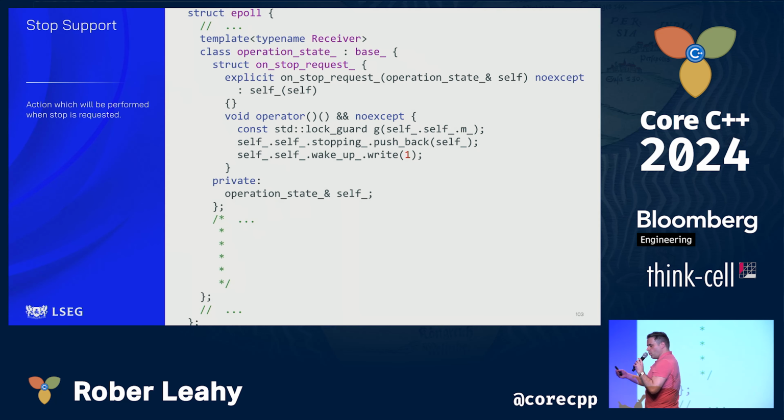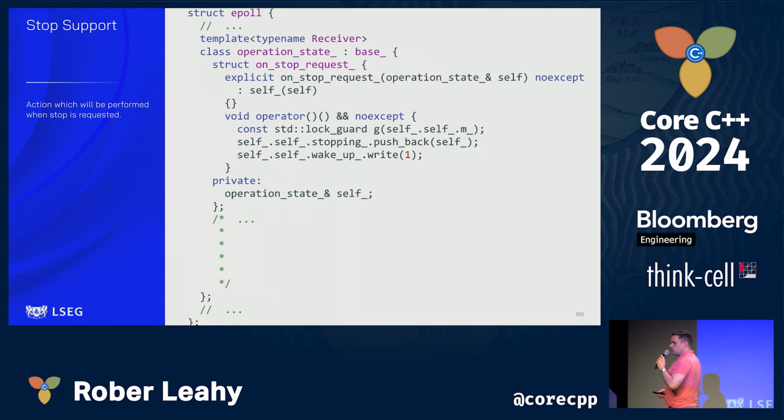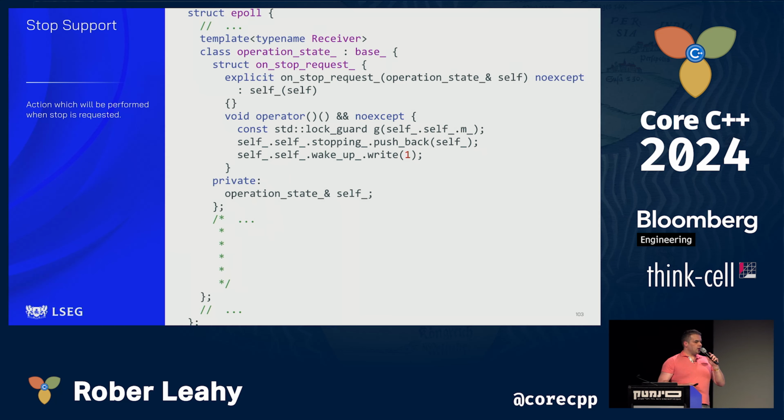We can see that we acquire a lock because a stop request can come from any thread. We add this operation state to the intrusive linked list of things waiting for a stop completion signal, and then we write a single value to the Eventfd. We increment its counter by 1, and we cause that epoll thread, if it's waiting, to wake up and dispatch this work. But simply having such an invocable does nothing to invoke it.